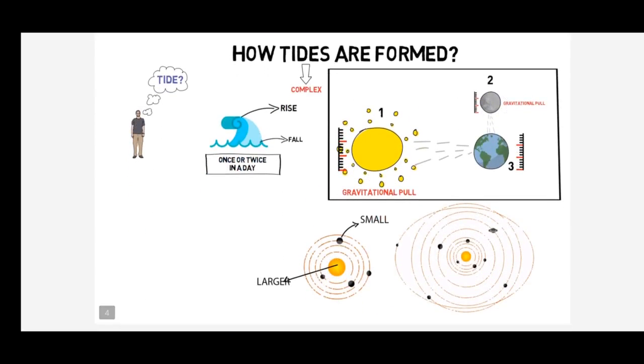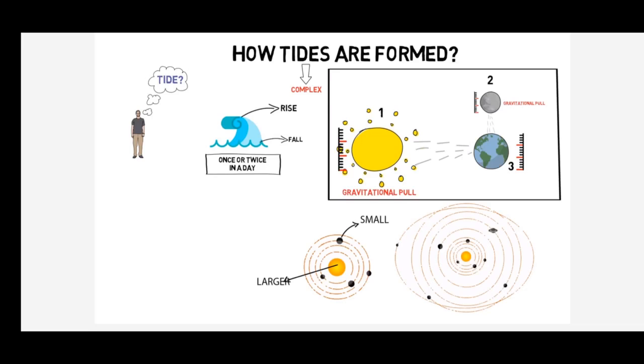Now, what is a tide and how does it form, children? Yes, tides are basically the rise and fall of sea level. It occurs once or twice in a day. And the reason behind that is the attraction of the sun, moon, and the earth. Now I'll explain how a tide works.